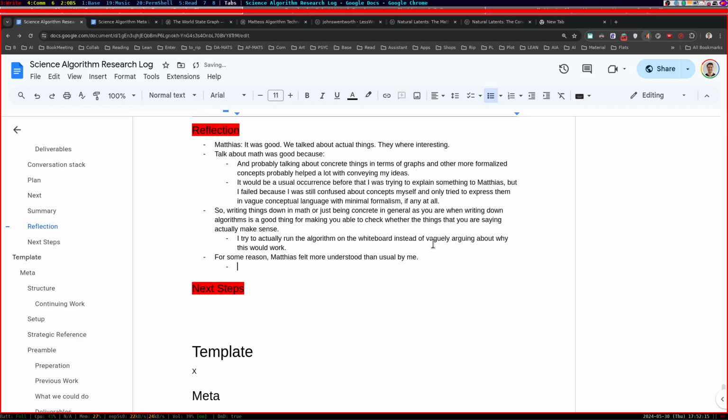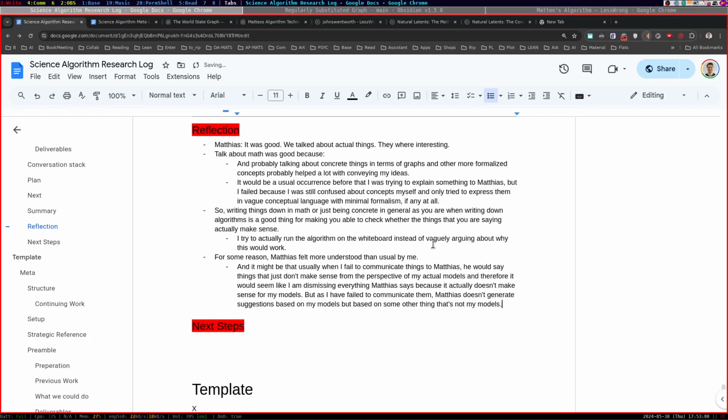Exactly. It might be that usually when I fail to communicate things to Matthias, he would say things that just don't make sense from the perspective of my actual models, and therefore it would seem like I am dismissing everything Matthias says because it doesn't make sense for my models. But as I have failed to communicate them, Matthias doesn't generate suggestions based on my models, but based on some other thing that's not my models. That's probably a big part, I would guess. Because usually I'm like, yeah, but what you're saying is bad.